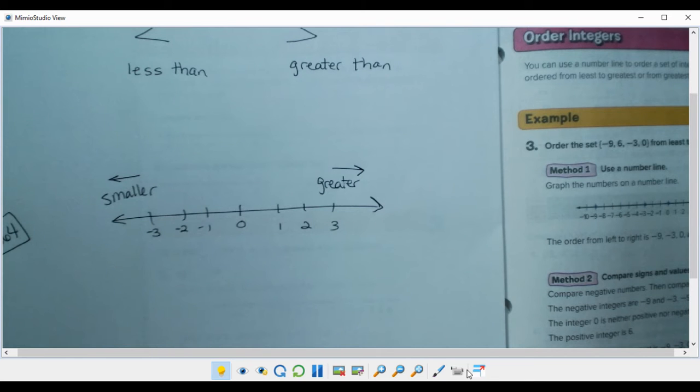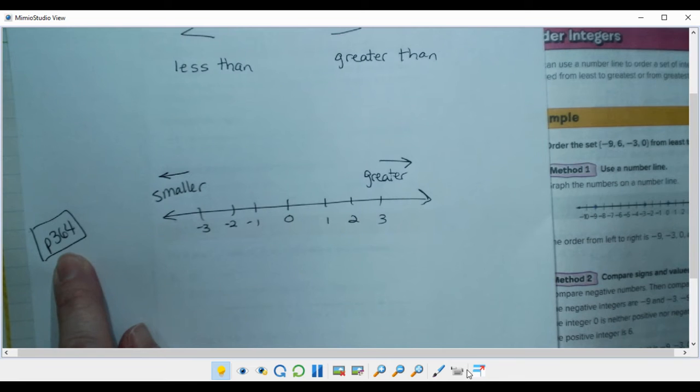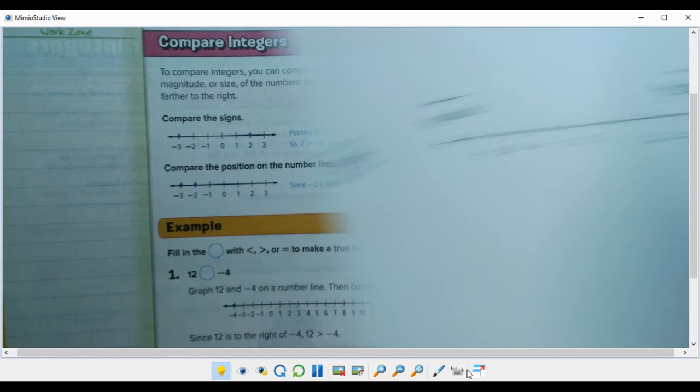Now, if you are the type of person that wants to follow along and write in your book, I'm going to be on page 364. If you prefer, just watch the video. I'm going to go through and write everything for you. Okay? It's just a personal choice. All right, so let's take a look at this.